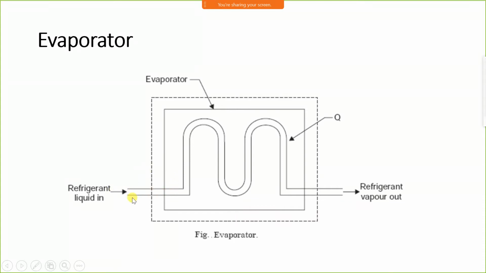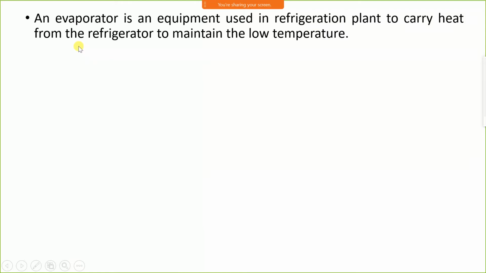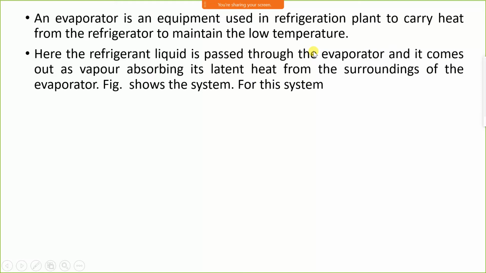At inlet, the refrigerant has a very low temperature, below the atmosphere. At outlet, temperature of the refrigerant increases. Therefore, change in enthalpy takes place and heat transfer takes place. An evaporator is an equipment used in a refrigeration plant to carry heat from the refrigerator to maintain the low temperature inside the freezer. Here the refrigerant liquid is passed through the evaporator and it comes out as a vapor, absorbing its latent heat from the surrounding of the evaporator.